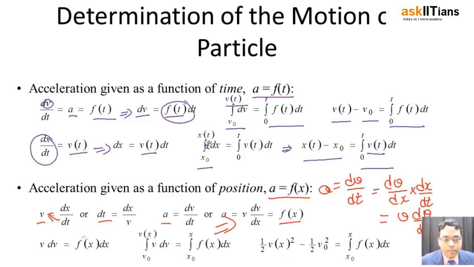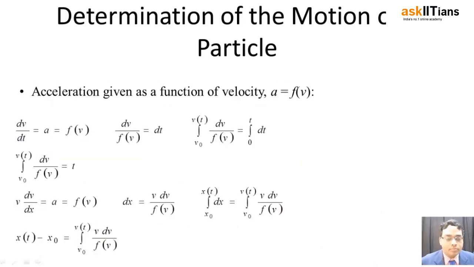Therefore, if I do a cross multiplication here, v dv will be equal to f(x) into dx. If I integrate it, I'll get the integral from v0 to v of v dv, which is equal to the integral from x0 to x of f(x) dx. On integrating this, the power goes up by 1, and whatever goes up also comes down. So you'll get half v squared minus half v naught squared, which is given by the integral of f(x) dx.